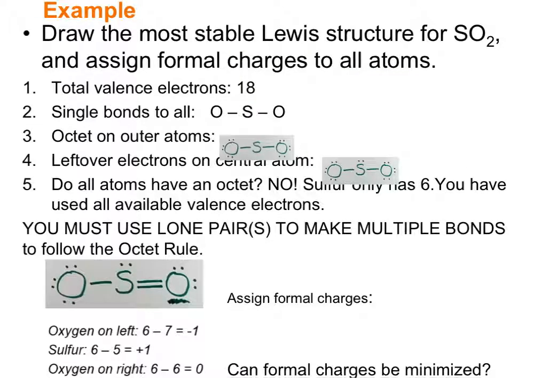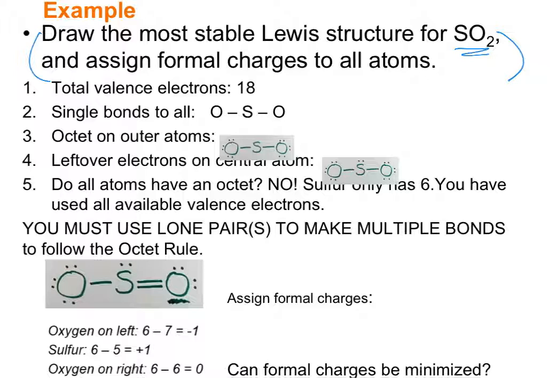All right, so I'm going to work through a little bit more complex specific example for you. This would be a typical question you might be asked on a test. Draw the most stable Lewis structure for sulfur dioxide and assign formal charges to all atoms. All right, so make yourself go through those 5 steps. If I were you, I would turn off the video now and try to see if I could figure this out on my own. Just kind of challenge yourself.